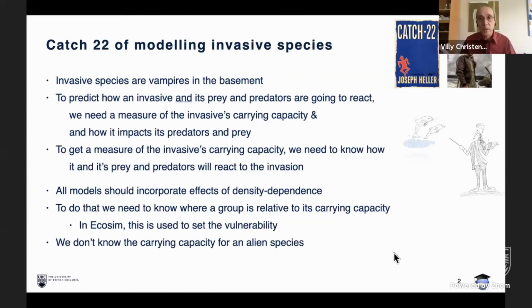We need to know something about density dependence. All models need to have that in them to be realistic models that actually work. How do we know the carrying capacity when they're not there? We don't know. So we get into this again. So what do we do?